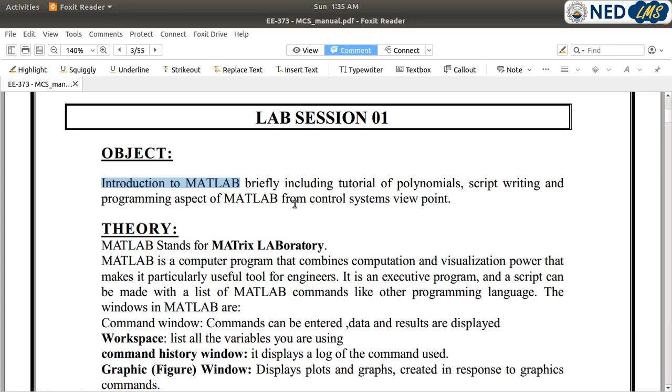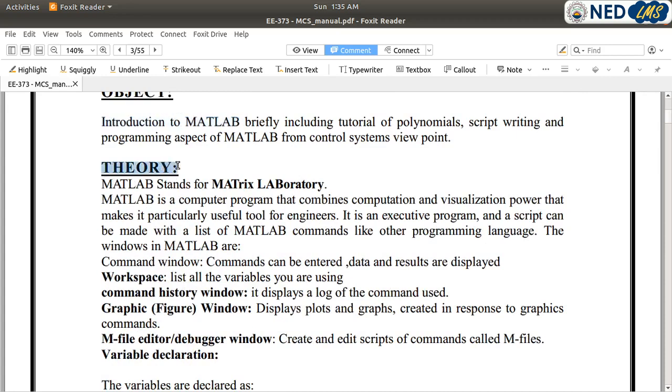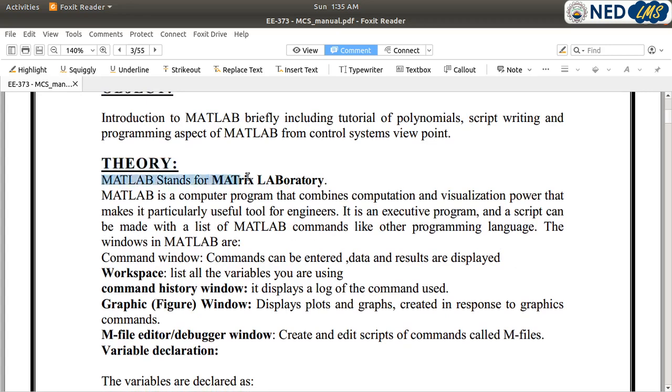Here is the theory part of the experiment. I will quickly skim through all necessary points present in it. MATLAB stands for Matrix Laboratory. This is the brief description of what MATLAB is capable of. Let's open MATLAB to see how it appears on the screen.